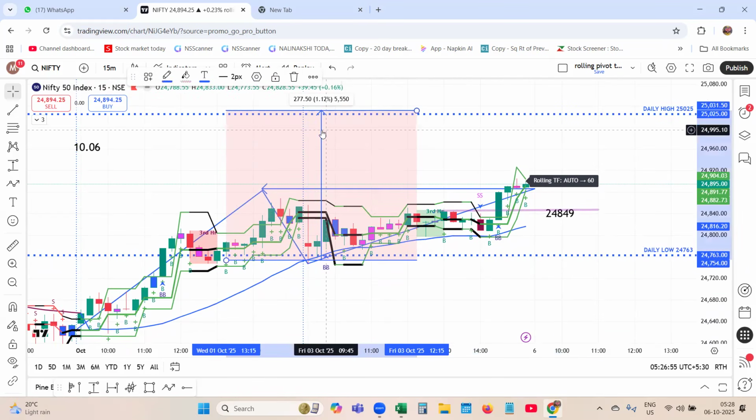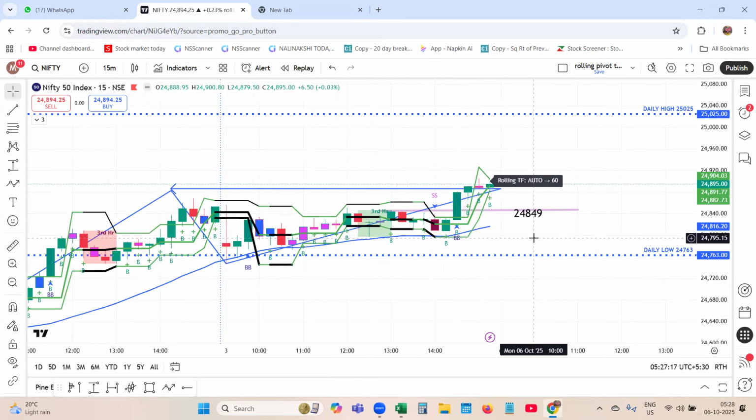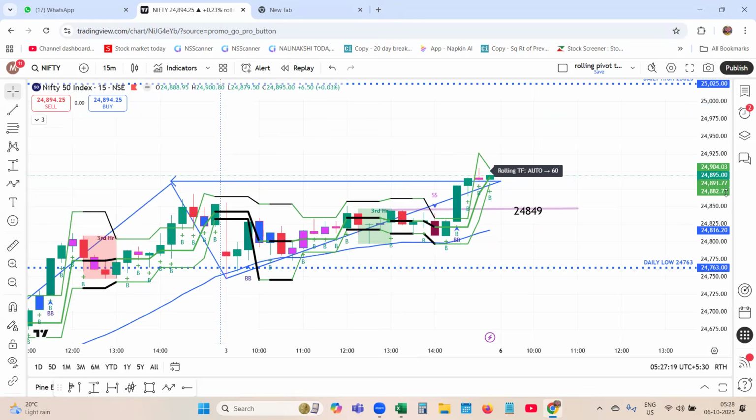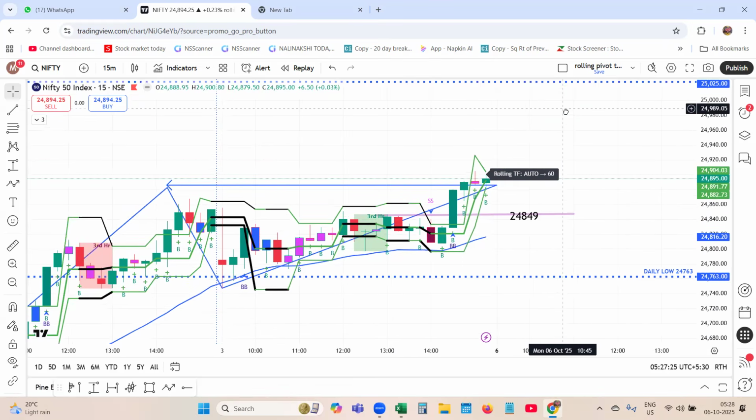I am analyzing with the help of my indicator, Rolling Pivot, Trend Combo, Reversal Magic. It is on the 15 minutes time frame. The pivots are aligned with pivots. These are the levels: 24,832, 849 is the intraday dip level, the support level you can watch for. Any dip is a buying opportunity to go long.